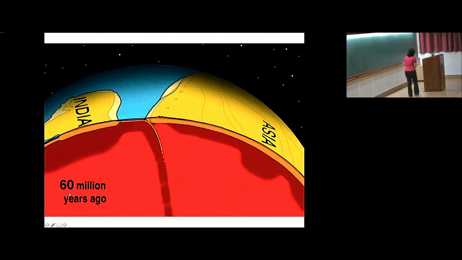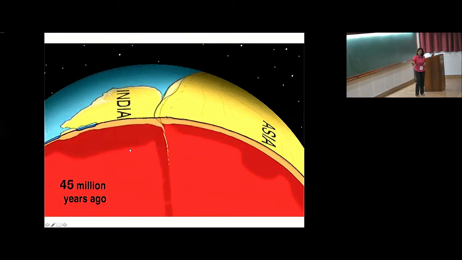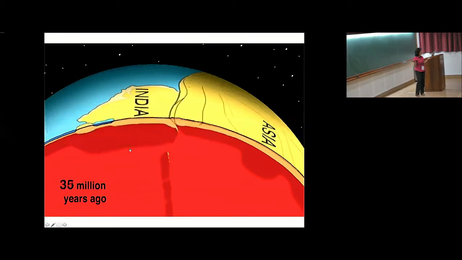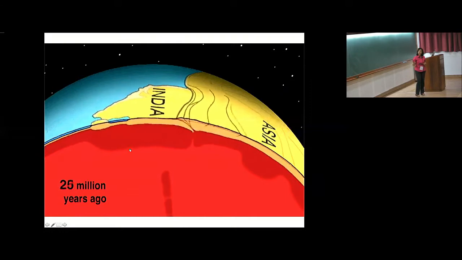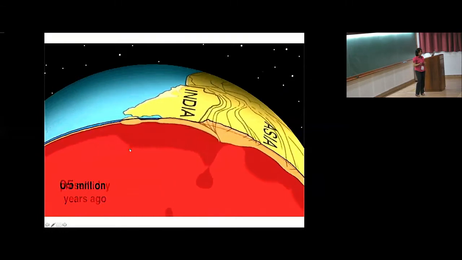So this oceanic lithosphere once existed, and it sank inside the mantle and just disappeared. So now we don't have any trace of the ocean on the surface except for these sediments, okay?